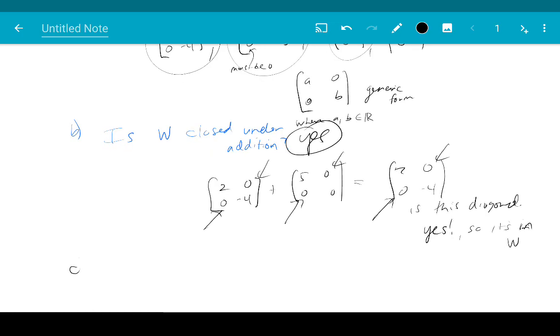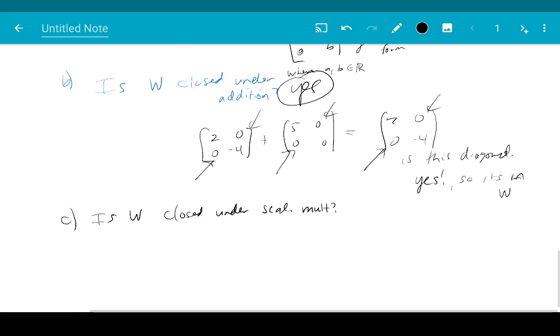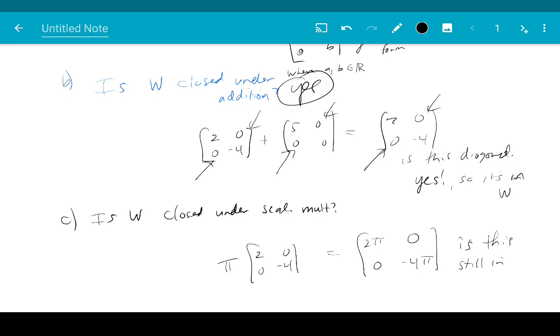And then question C, is W closed under scalar multiplication? Okay, so let's try it again. Let's take some examples. Here's one of the examples of a diagonal matrix. Put any scalar you want in here. Even pi is a scalar. Let's multiply this out. You'll get 2 pi, 0, 0, and minus 4 pi. But the question is, is the result still in the set W?